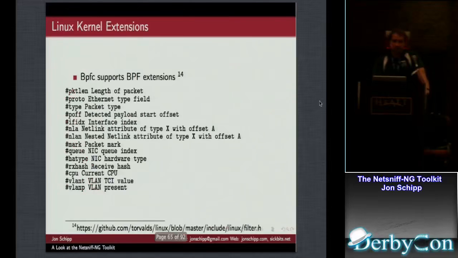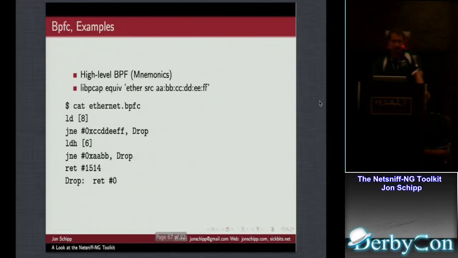And here are some of the BPF extensions. So you can use packet length, you can get the proto, which is the ETH type field, POFS, when we talk about detecting the payload, interface index, VLANs, queues, CPUs, and hashes. There are RX hash ones. If you're using RSS, which is what I was dealing with, it generates hashes to balance the traffic. You can actually filter on a hash. It's kind of cool.